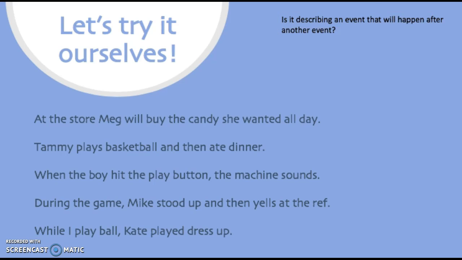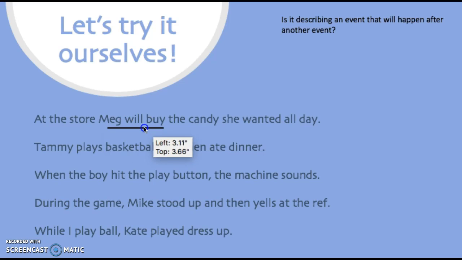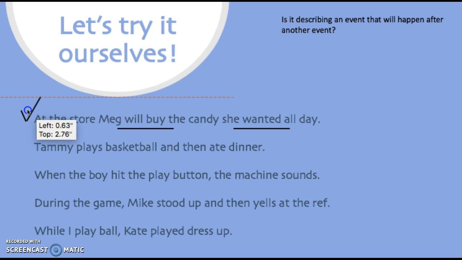Okay, so at the store, Meg will buy the candy she wanted all day. Alright, let's underline will buy. Is it describing an event that will happen after another event? So she will buy the candy. This is something that's going to happen. The candy that she wanted all day. Is this something that already happened? Yes, she already wanted it all day, and therefore she will buy it. Therefore, this sentence is correct.